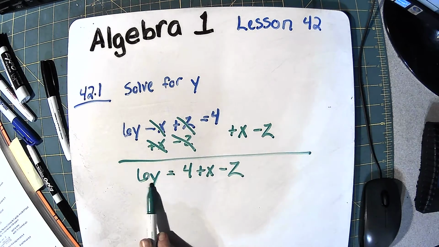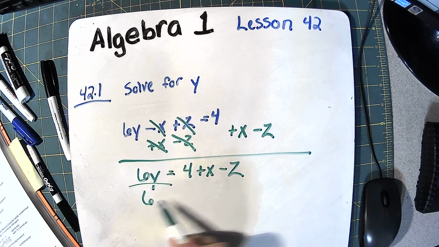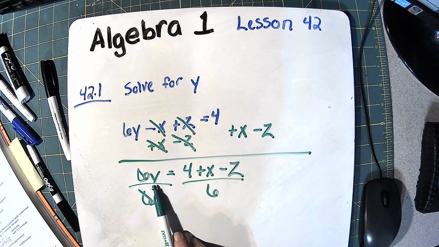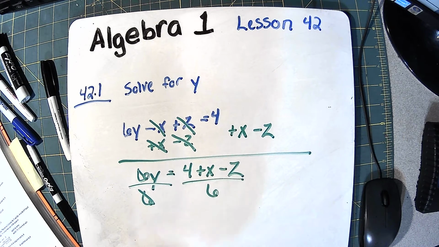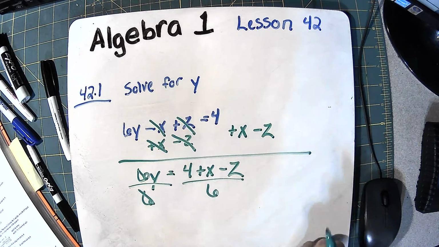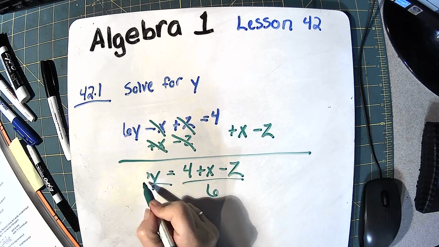Okay, now I've almost got my y isolated. Next thing I have to do is divide by 6. So I divide the whole problem by 6, and my answer is y equals 4 plus x minus z over 6. Then we're just going to simplify that down a little bit farther.